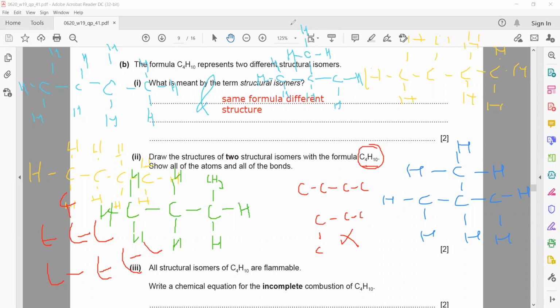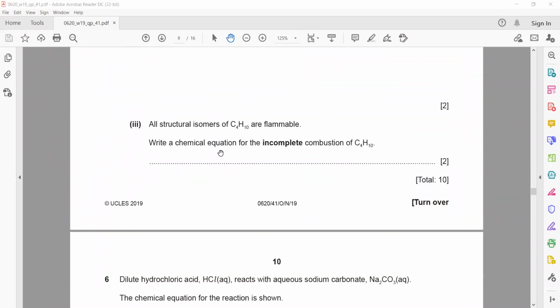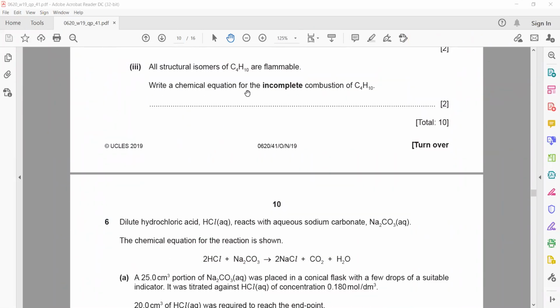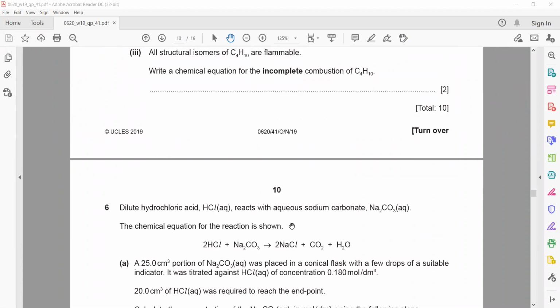All structural isomers of C4H10 are flammable. Write a chemical equation for incomplete combustion. The term incomplete combustion means that when you are burning a hydrocarbon, it releases carbon monoxide. So basically, if you have C4H10 in the presence of oxygen but in limited supply, it gives carbon monoxide and water.